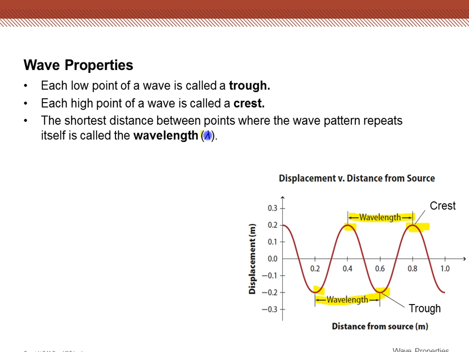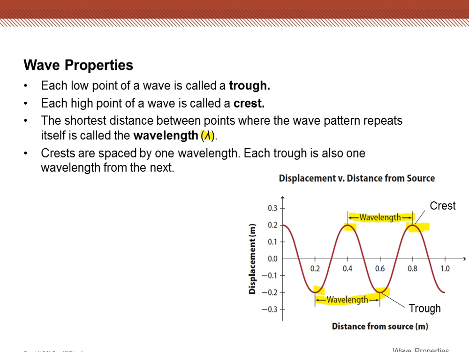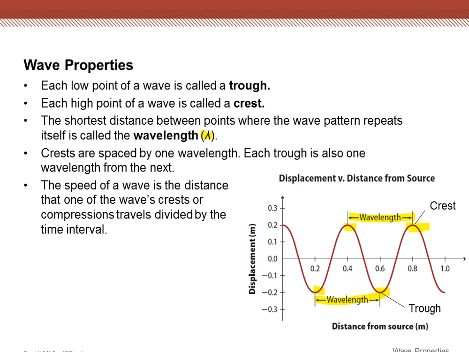We use the Greek letter lambda, lowercase lambda, to signify the wavelength. Crests are separated by one wavelength, and each trough is also separated by one wavelength. And if we want to find the speed at which the wave propagates, or the speed at which the wave is moving through the medium, we can take this crest-to-crest distance, or the trough-to-trough distance, and divide by the time that it takes.